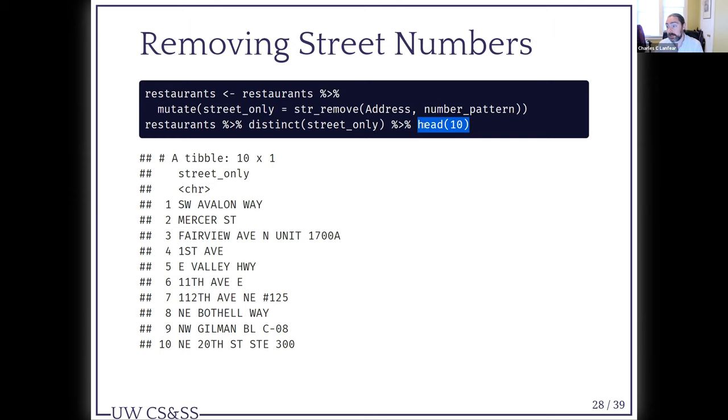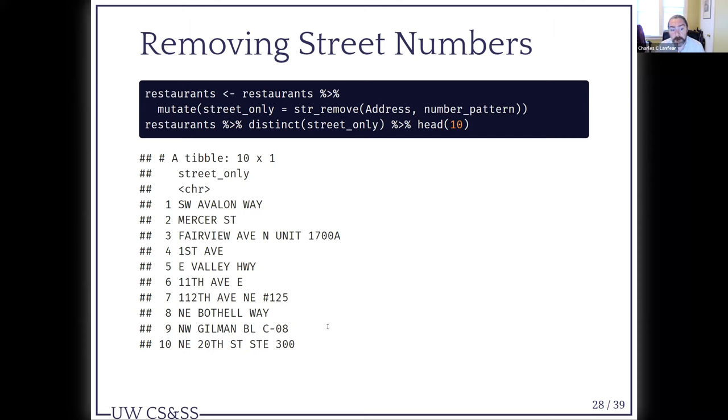And we see I'm immediately upset already. Southwest Avalon Way looks great. Mercer Street looks great. Fairview Avenue North Unit 1700A has upset me because the street is there, but there's also unit 1700A, which is not part of the street. It's something else I need to delete. Similarly, number 125 and whatever the hell BLC-08 is. Okay, so my streets still have problems.